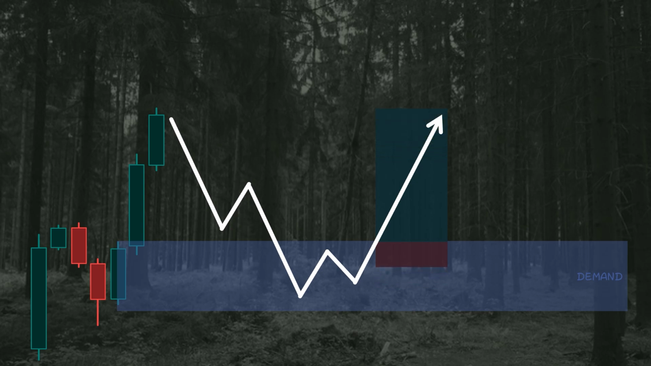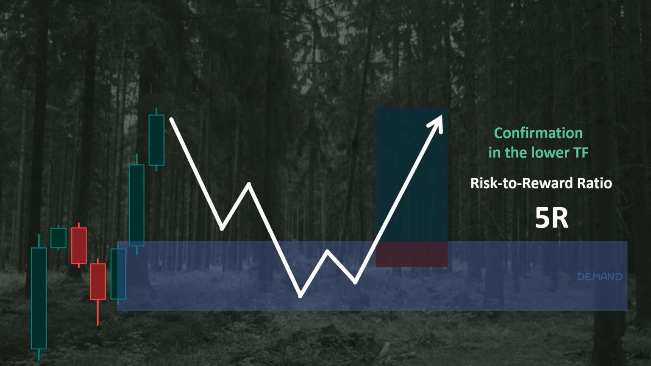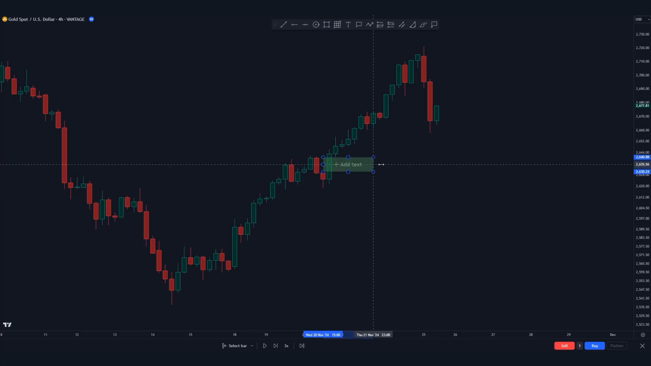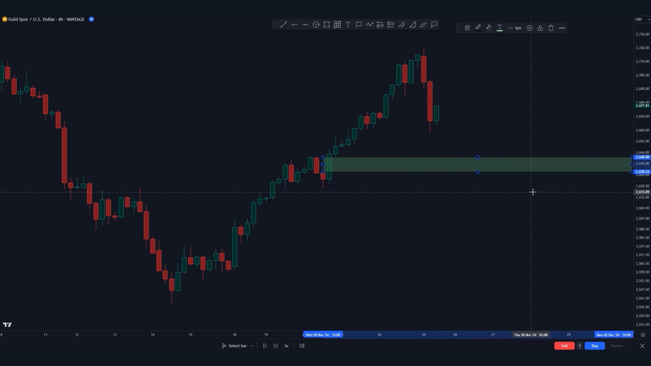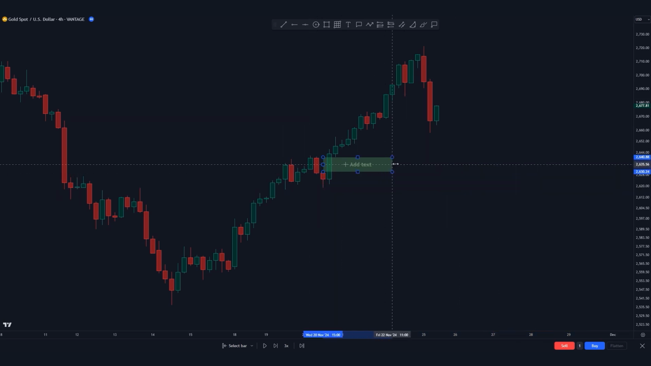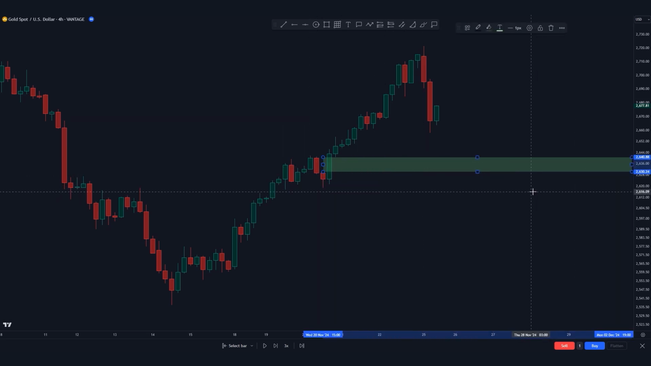The answer is, when price reaches the target area, switch to a lower time frame to confirm the entry at a better price. This not only reduces the stop-loss range, but also allows us to catch the trend with better risk-to-reward conditions. Let's look at a real trading example with XAU-USD.